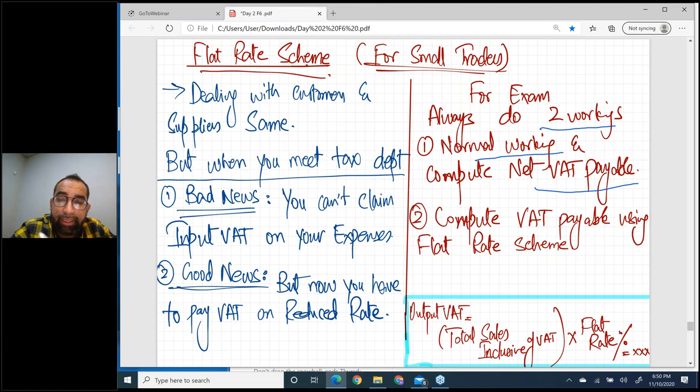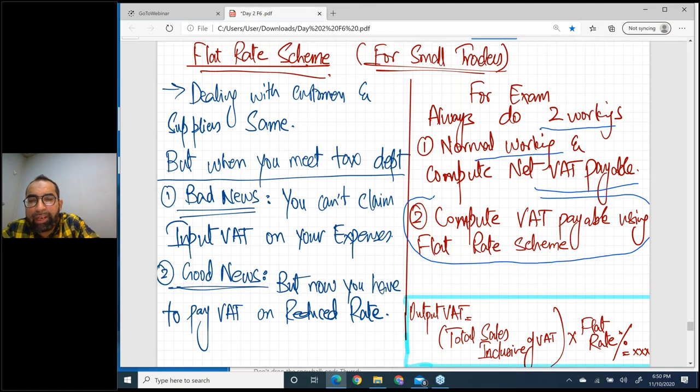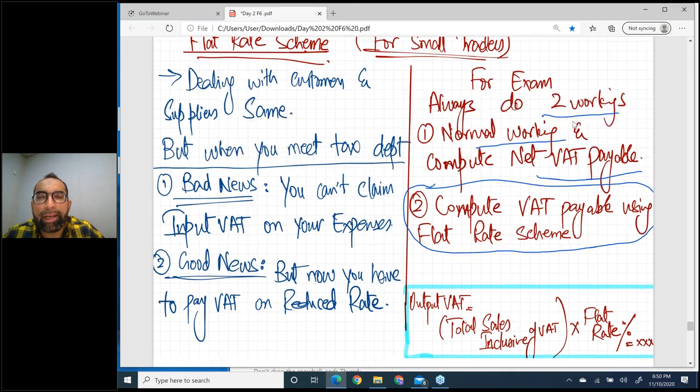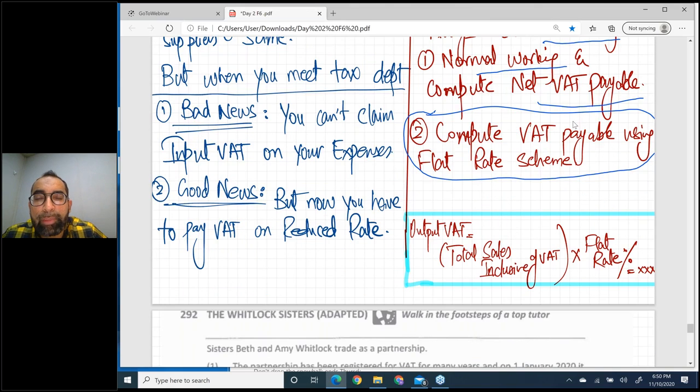And the second, this is the king step. Compute VAT payable using the flat rate scheme. Now the question is, sir, how to calculate VAT payable using the flat rate scheme? In the flat rate scheme, there is no input VAT recovery. I just told you the bad news. Bye to input VAT, and there is only output VAT.